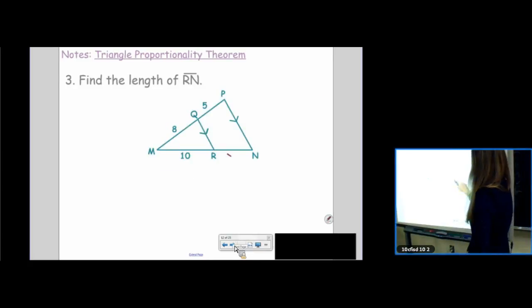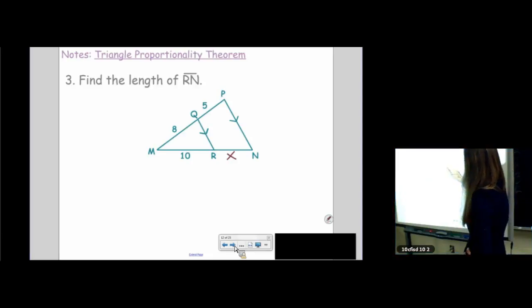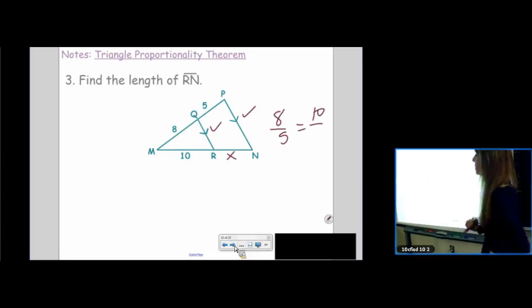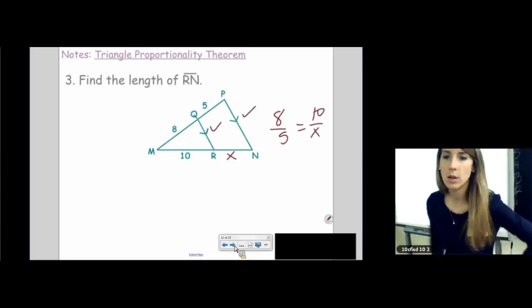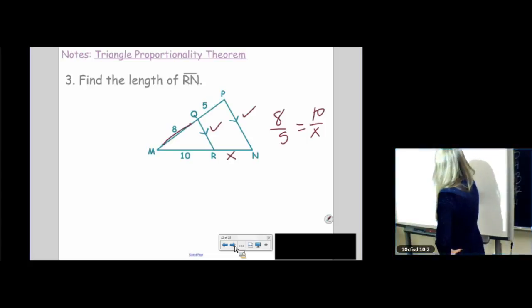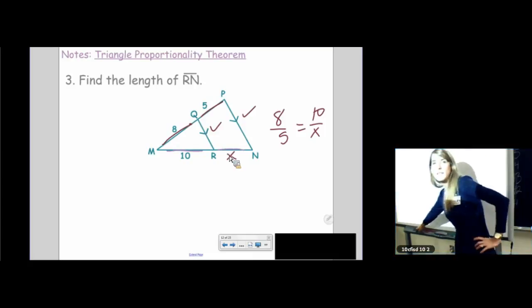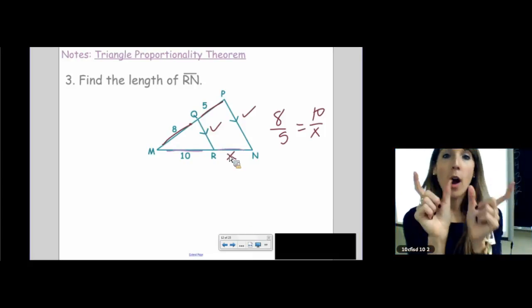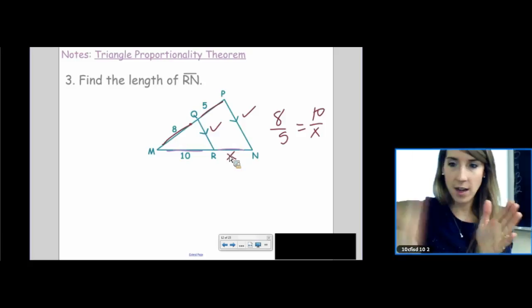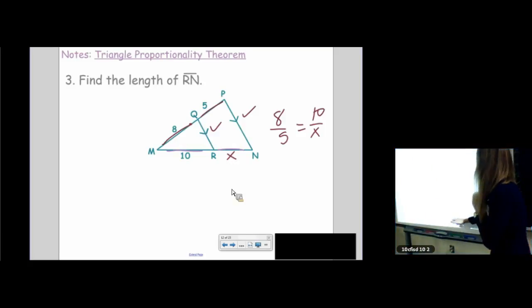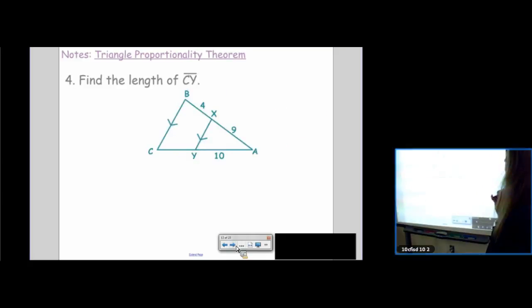Next one, find RN. So, yes, confirm that they're parallel. Now, 8 is to 5 as 10 is to x. So it's like this one is to this one as this one is to this one. They're the parts created by cutting through with that parallel line that you're comparing. All right, that one's just like the other ones. Let's do one that's a little bit different.